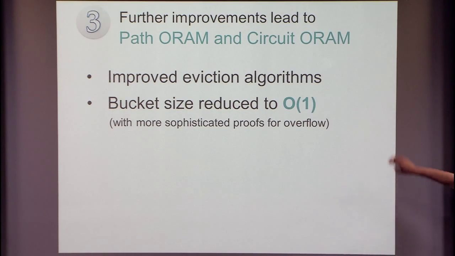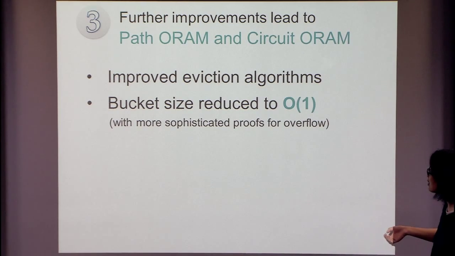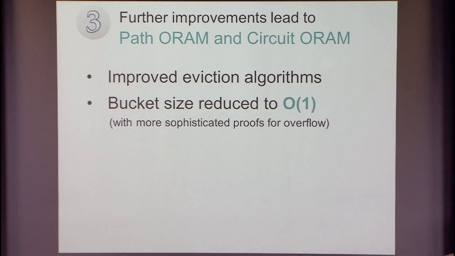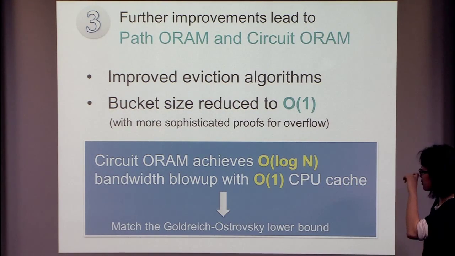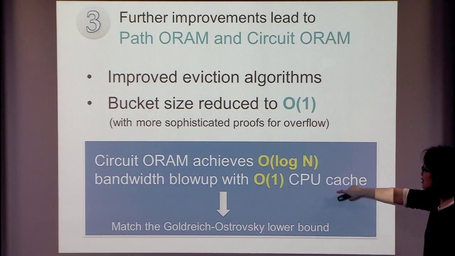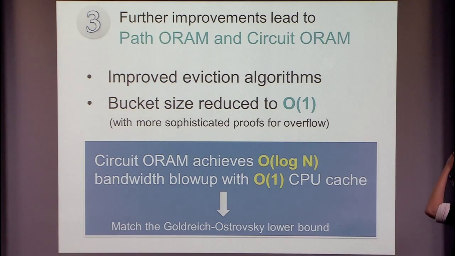We can improve the eviction algorithms to reduce the bucket size to constant. Like in binary tree ORAM, the bucket size is log n. So how can we reduce this to constant? I'm going to very briefly talk about Path ORAM and Circuit ORAM. In particular, Circuit ORAM can achieve, roughly speaking, log n bandwidth blowup with constant CPU cache, and this holds for log n squared block sizes.